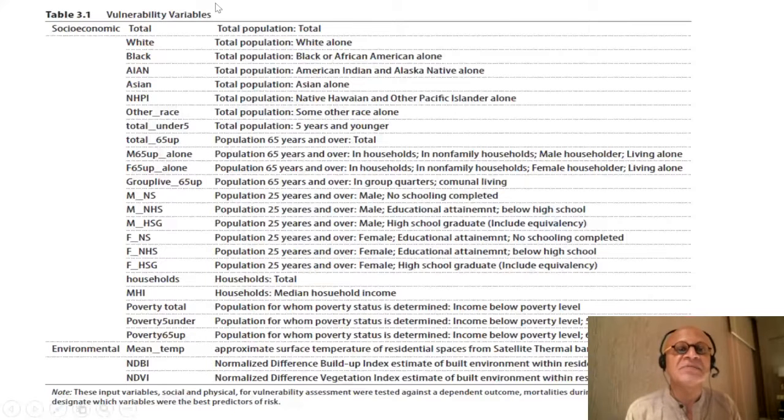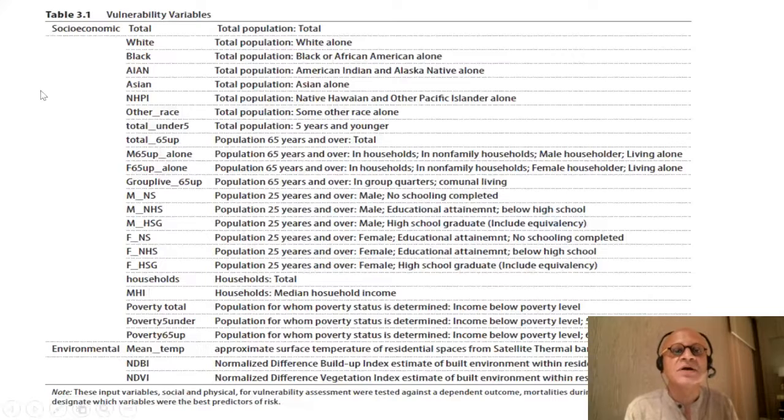Quickly then, vulnerability variables for socioeconomic and environmental include things like this. These are input variables, social and physical, for vulnerability assessment, tested against a dependent outcome, mortalities during the heat wave. So vulnerability has to be done for something, for flood, for disease, which disease, and so on. This is particularly done for mortalities during heat wave, to designate which variables were the best predictors of risk.